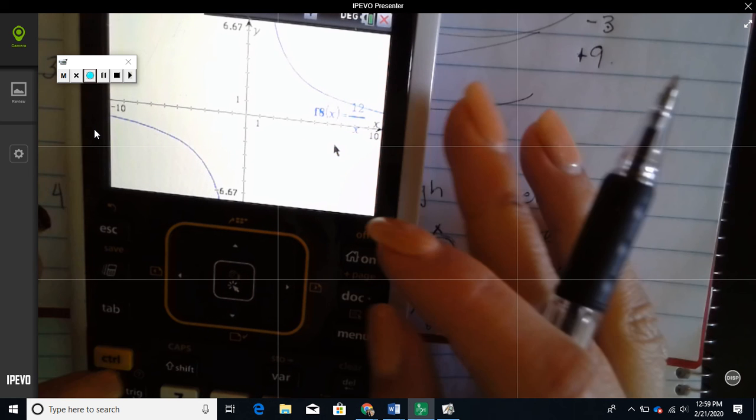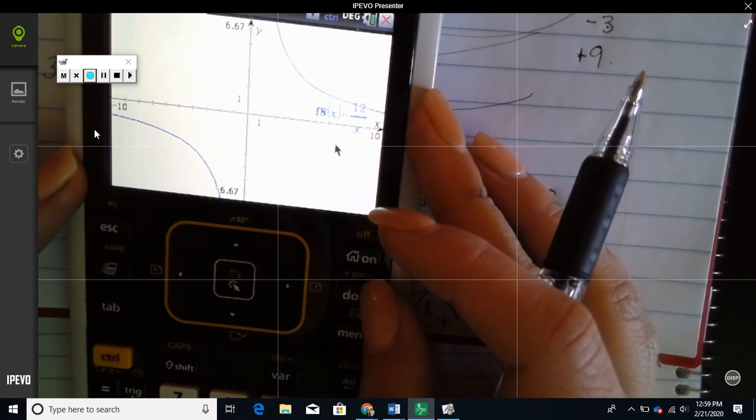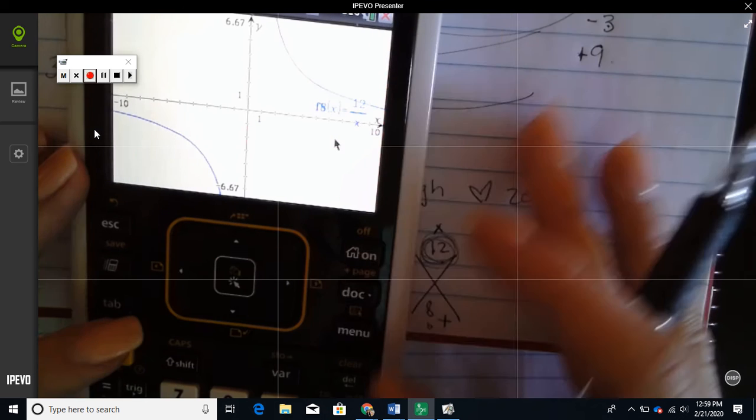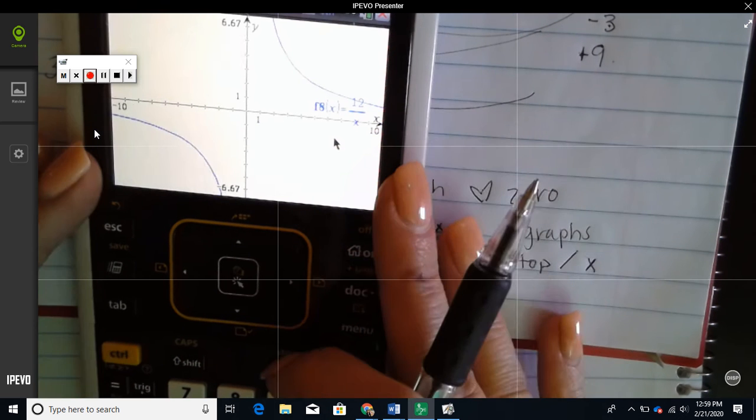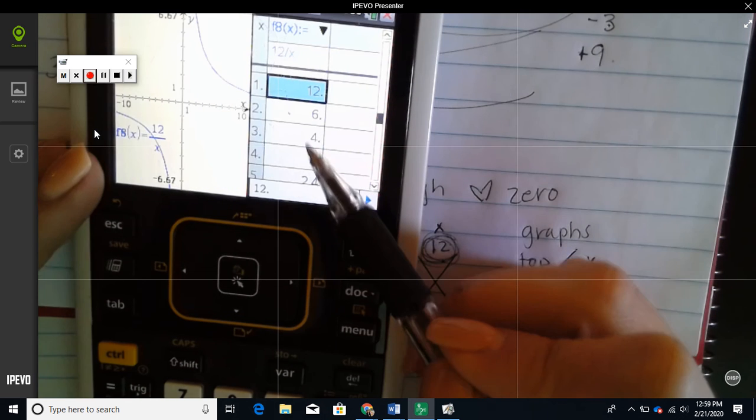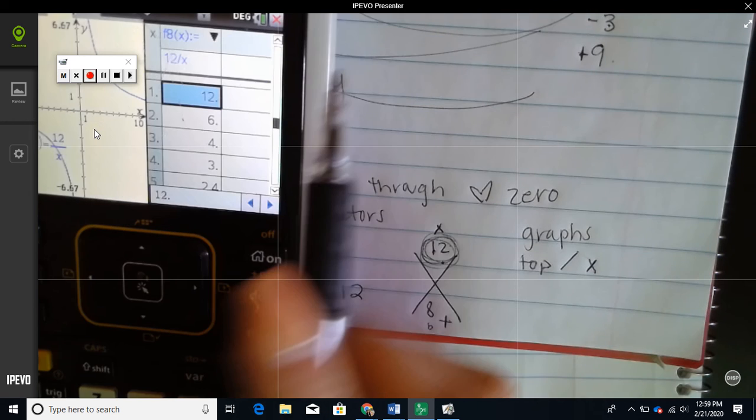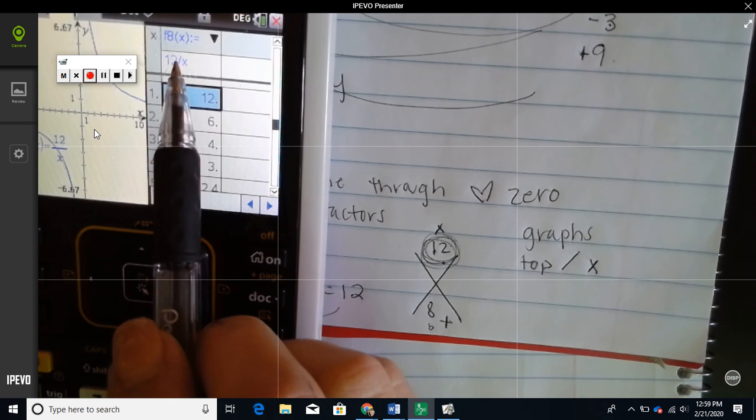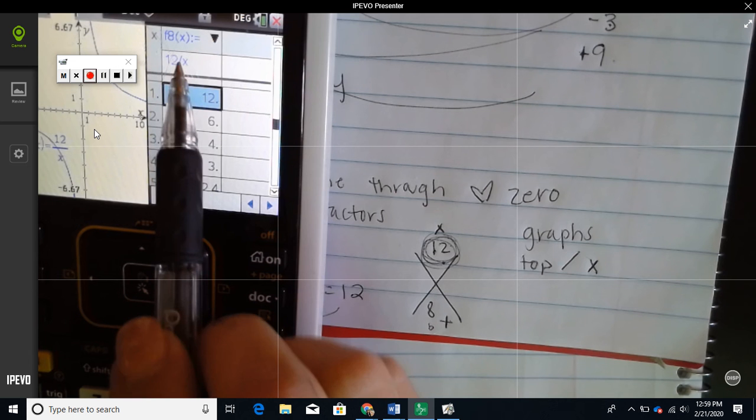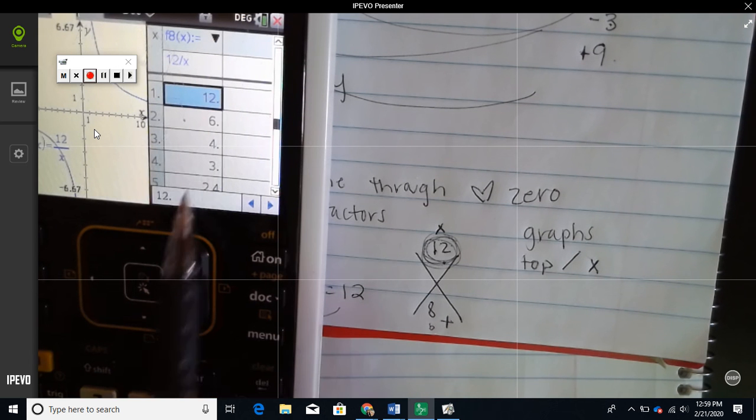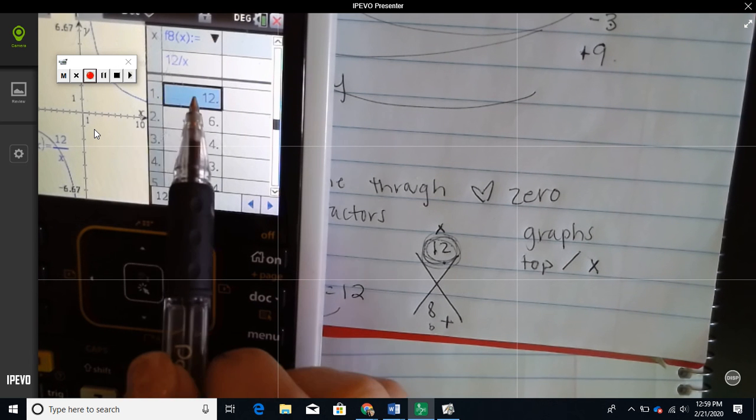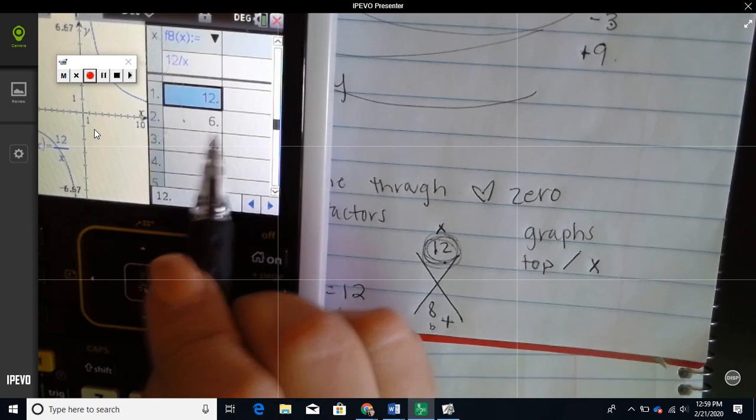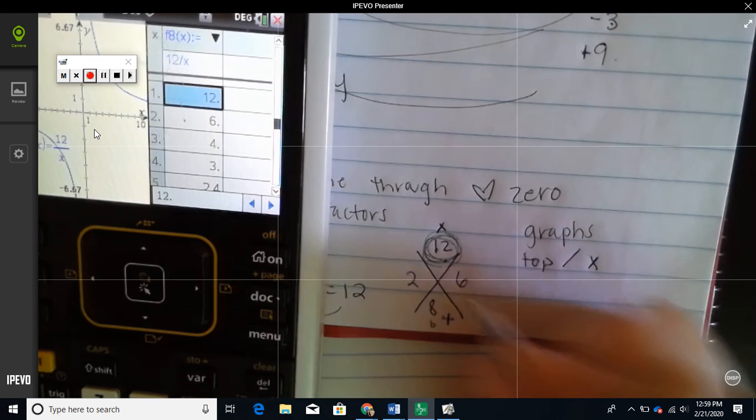Go back. You're going to make a table, Control T, and then there you have the list of numbers you can try. So then you're going to add these numbers. All of these numbers multiply to give you 12 because it's undoing division by giving you the factors. So 1 plus 12 is not 8. 2 plus 6, that's 8. So I know my answer has to be 2 and 6. So again, you go to graphs. Whatever your top number is, you put the top number divided by x.